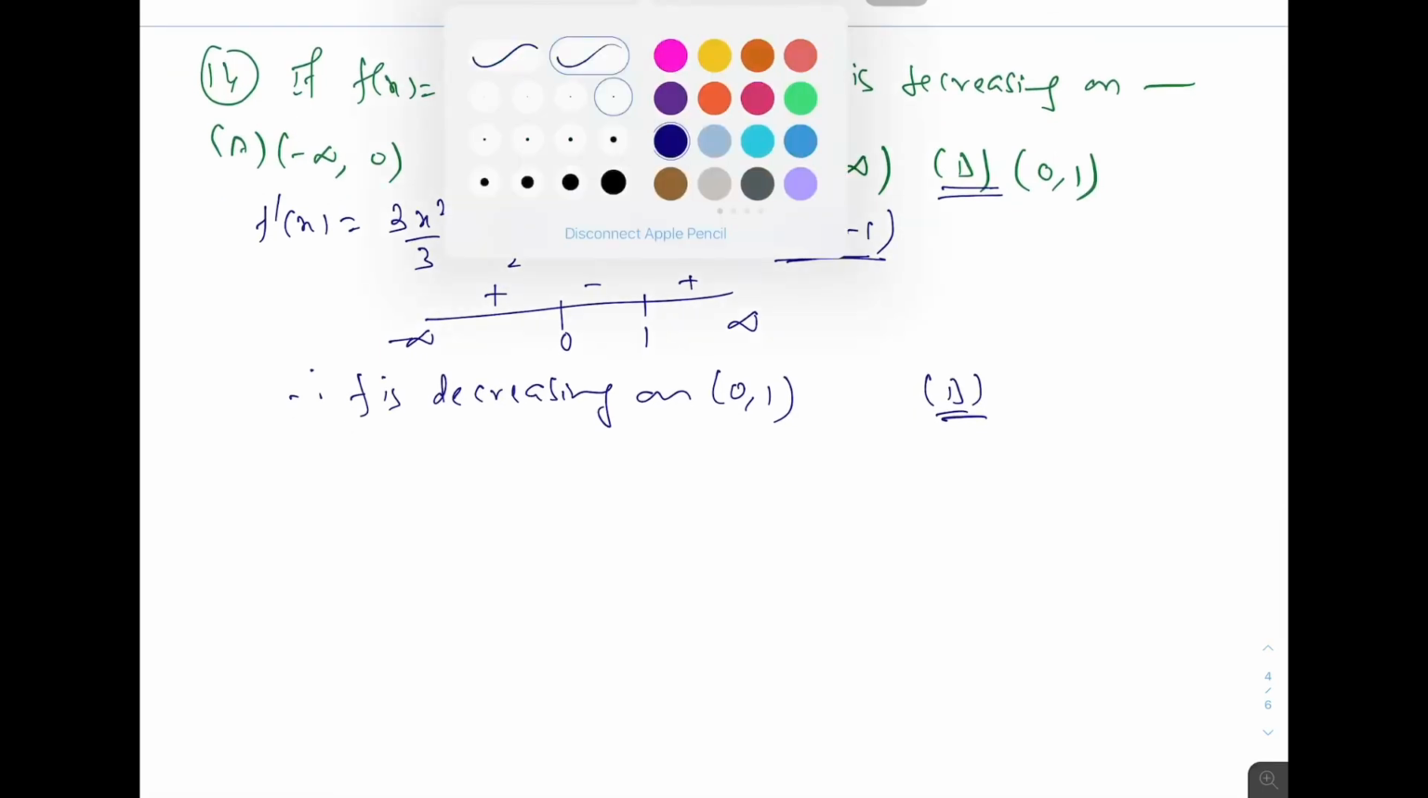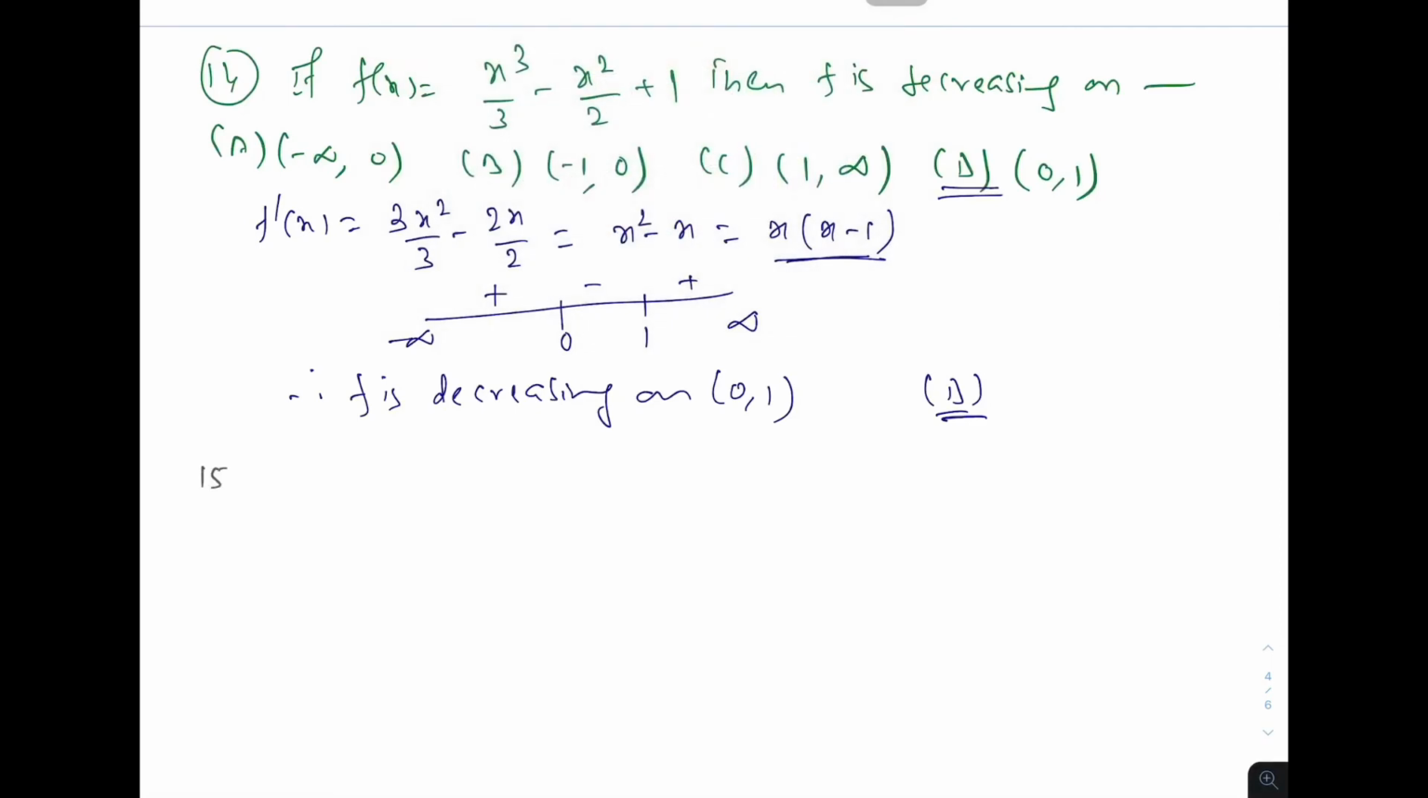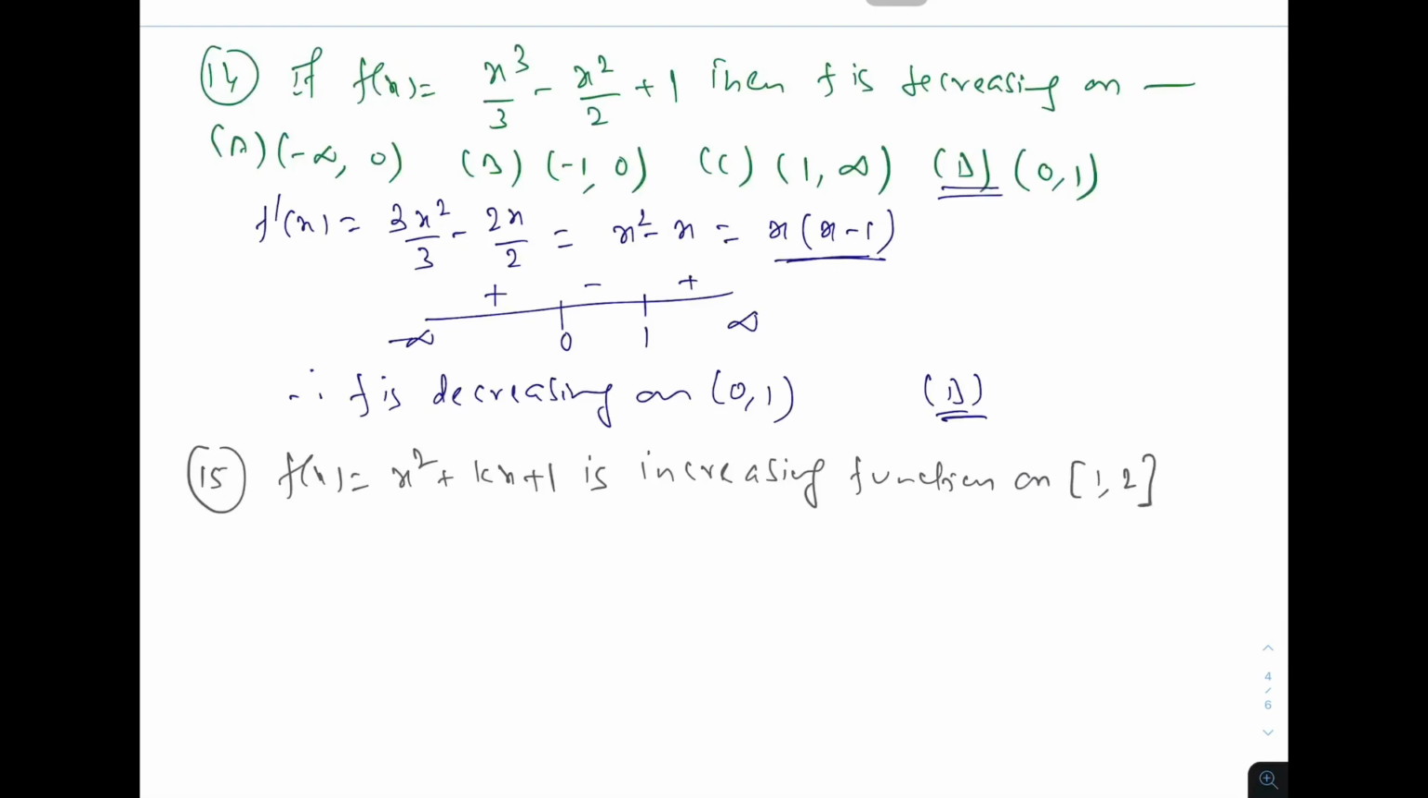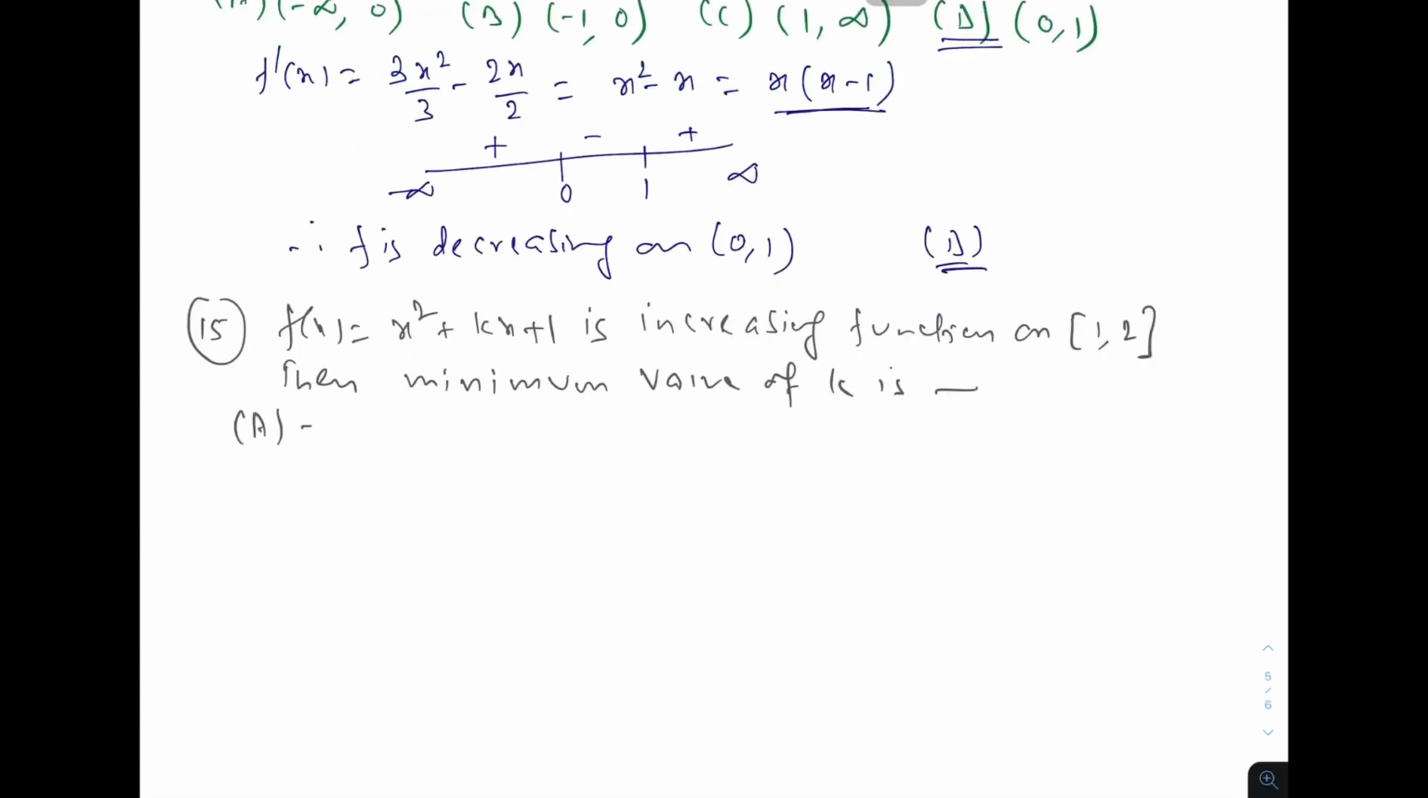Next let us take f(x) is equal to x square plus kx plus 1 is increasing function on 1 to 2, then minimum value of k is blank. Options are minus 1, minus 2, 1, and 0.